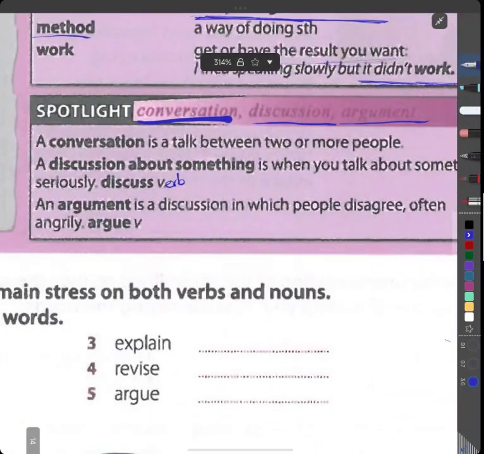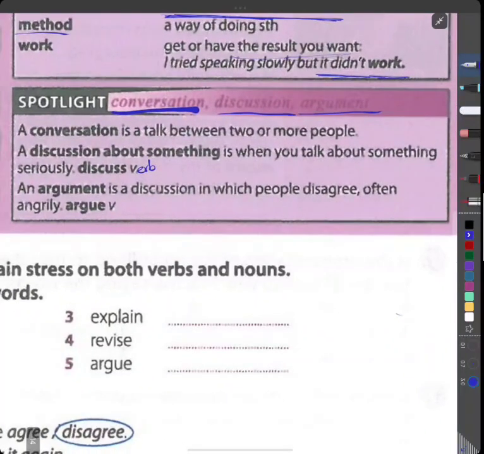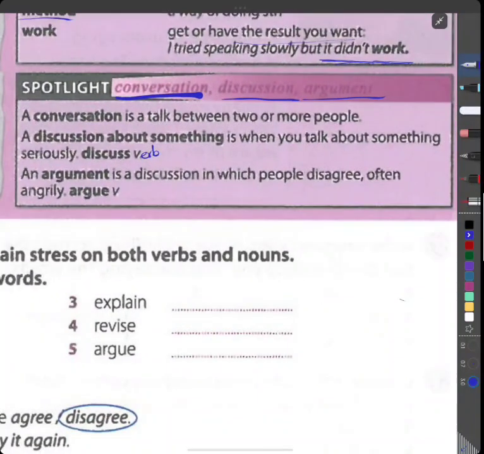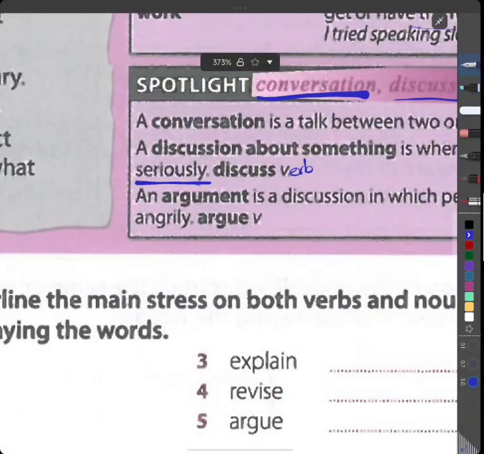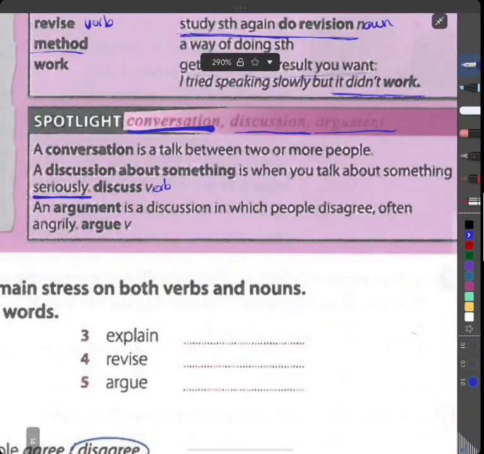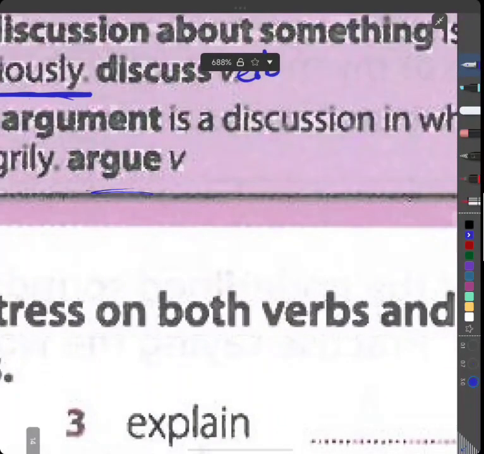discuss. conversation همون مکالمه حالا بین دو نفر یا چندین نفر میتونه باشه. یه مکالمه حالا روزمره، یه همچین چیزی. discussion یعنی شما میرین راجع به یک سابجکت یا یک تاپیک بحث میکنید و این به صورت seriously هست. Okay, it's seriously. And argument is a discussion in which people disagree, often angrily, and the verb is argue.